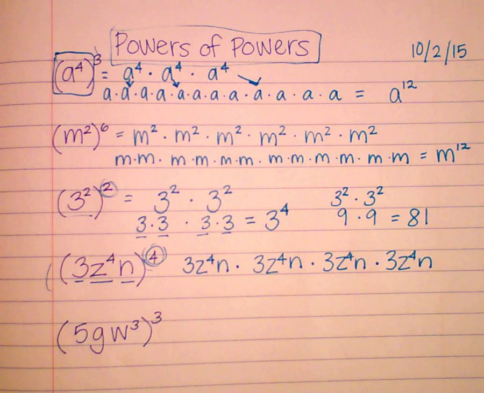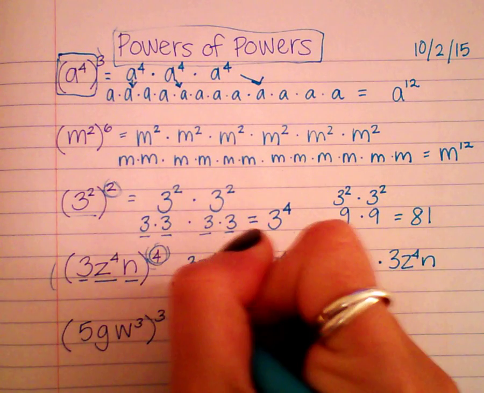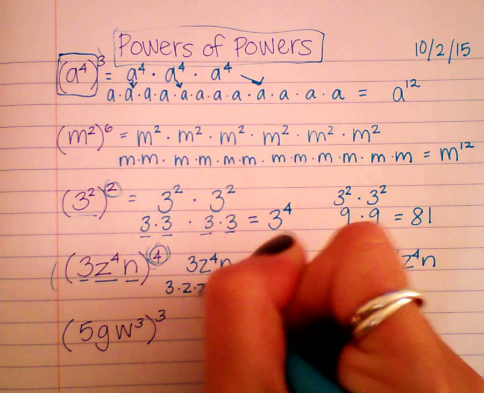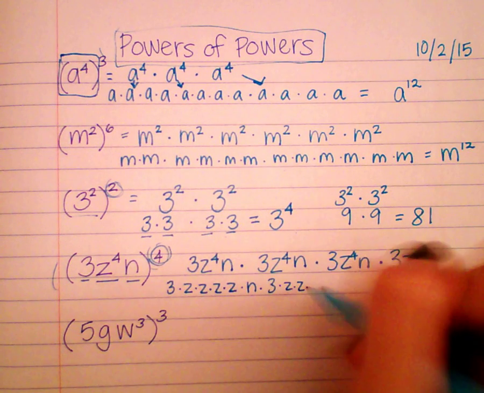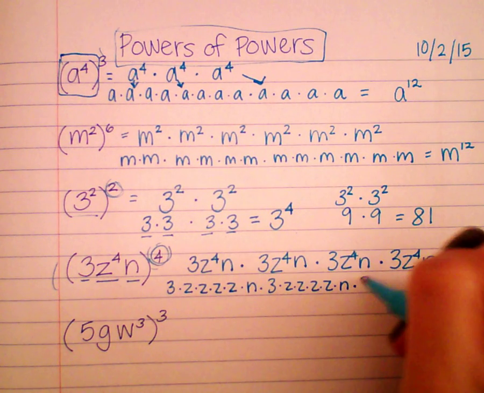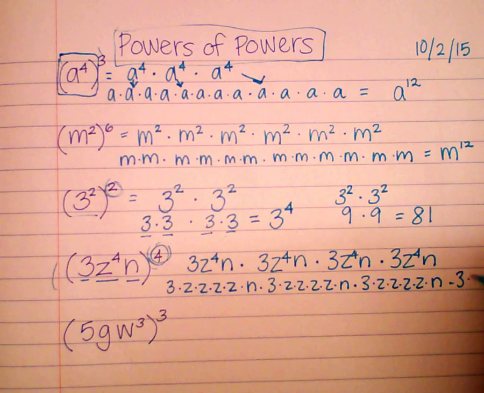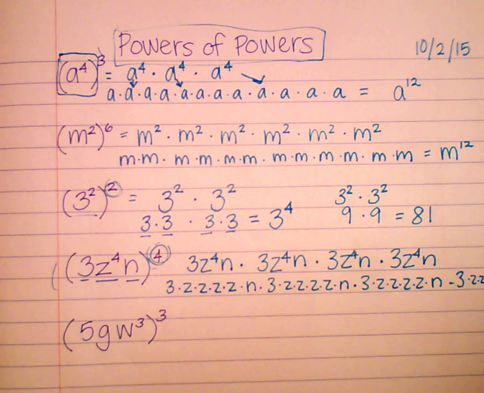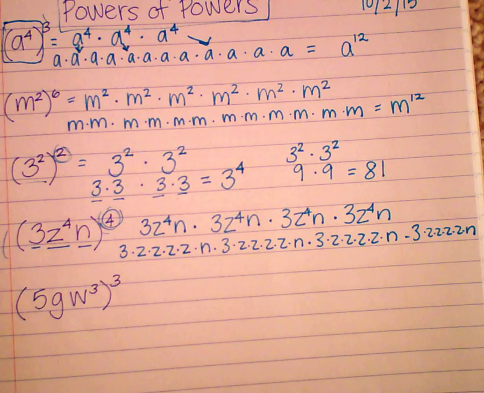Now I need to continue expanding, okay? Whew, this one's going to be a lot. 3 times z, z, z, z, n times 3 times z, z, z, z, n, times 3 times z, z, z, z, n times 3 times z, z, z, z, n. Okay, I'm running out of room. Sorry about that, guys. Can you see that? There we go. Okay, so now I need to combine as much as I can.